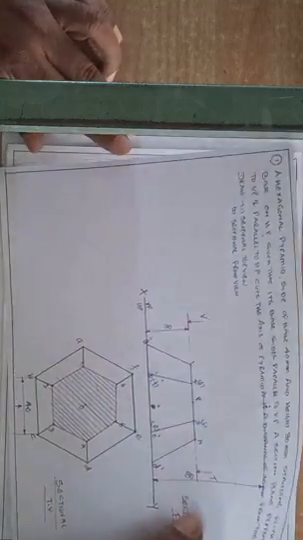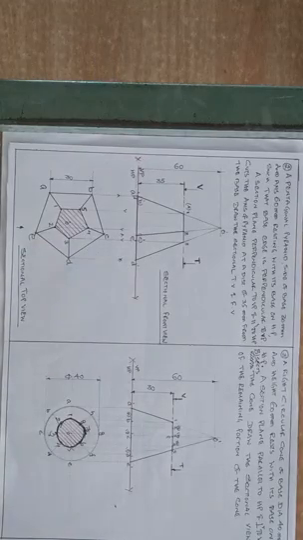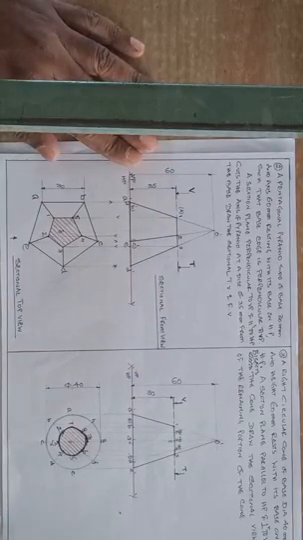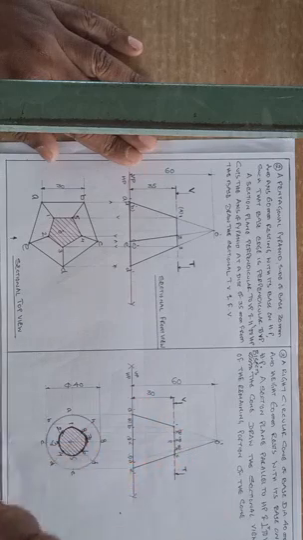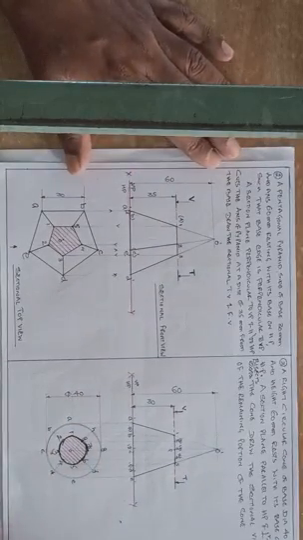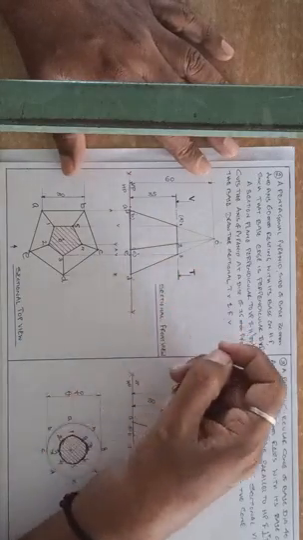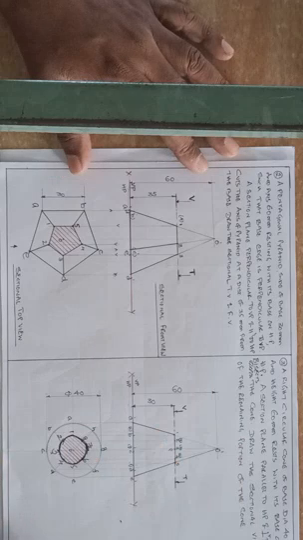Then in continuation, for practice you can practice any number of problems. Prisms, pyramids, square pyramid, triangular pyramid, rectangular pyramid, pentagonal pyramid, hexagonal pyramid, cone, any objects you can practice. Now I am showing another example: a pentagonal pyramid, side of base 30 mm and axis 60 mm, resting with its base on HP, such that a base edge is perpendicular to VP.